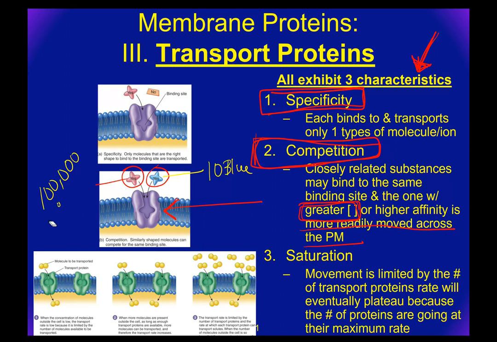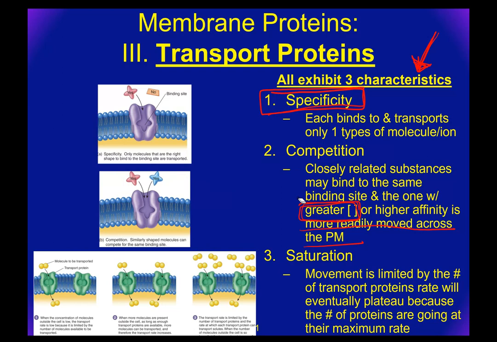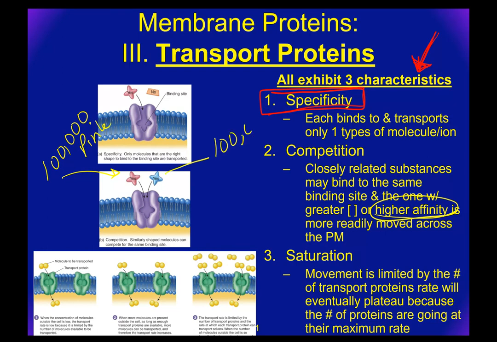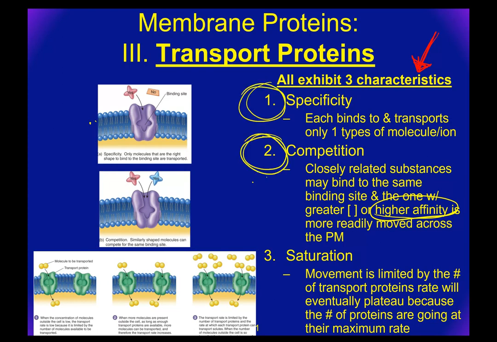Now, affinity, the liking of. I like this more than I like that. When it comes to affinity, it usually means that one binds better to that channel than the other. So in this case, let's say that I have 100,000 pink, but I also have 100,000 blue. Okay? But let's say that blue has a higher affinity. In other words, the channel likes blue better than it likes pink. If the numbers are equal and it has a higher affinity for that blue, it's going to move blue because it likes it better. That's pretty straightforward. So there is competition, but there are ways to win that competition. Okay, so we've got specificity, we've got competition.